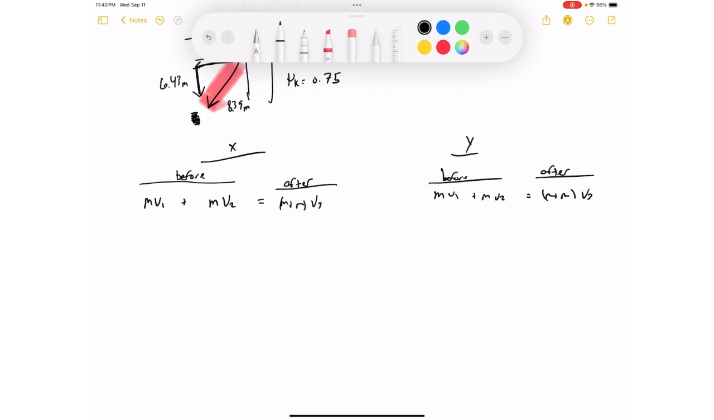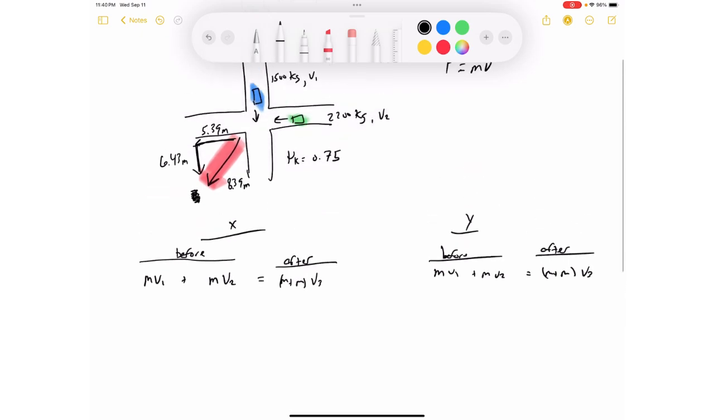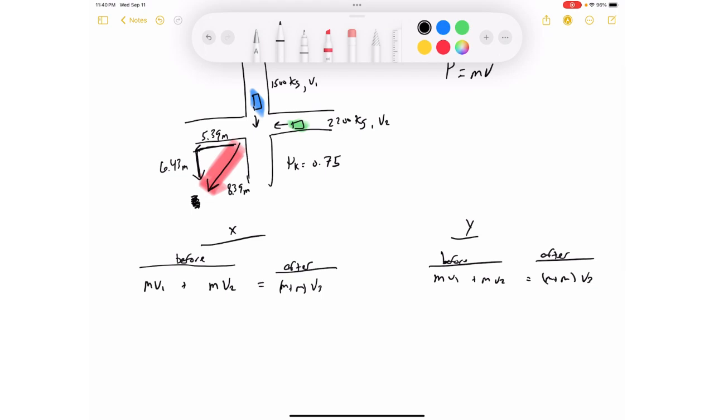Okay, because the total momentum of the system is the momentum of all the different objects. So let's look at the X one first. So this blue guy that's going up and down before, is he moving in X? No, he's just moving up and down. He's just moving in Y. So there is no X. So this guy is actually 0.